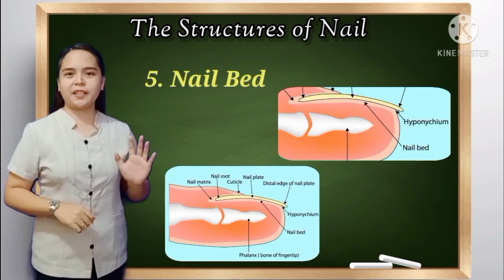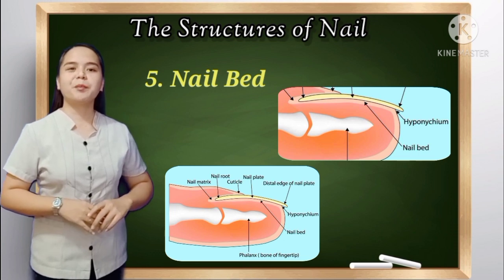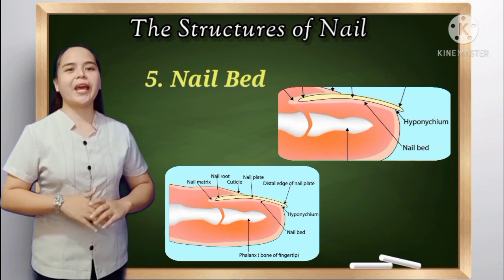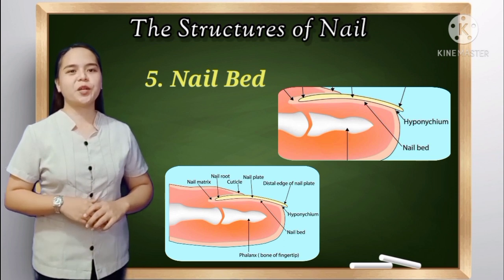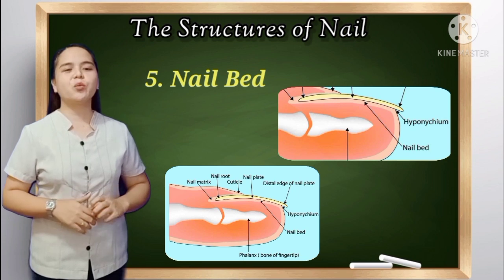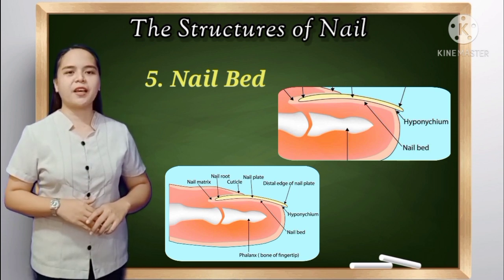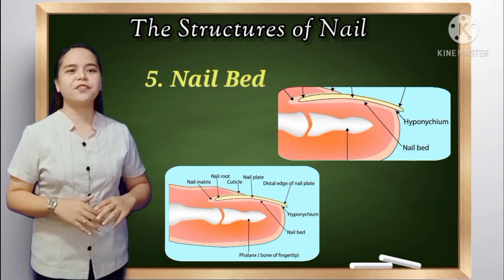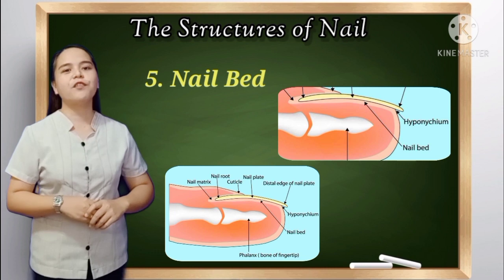The fifth one is the nail bed. Nail bed, the part of the nail where the nail plate rests on. Also, a continuation of the matrix. It is abundantly supplied with blood vessels and nerves, having numerous parallel ridges which dovetail exactly with the ridges on the under surface of the nail plate.